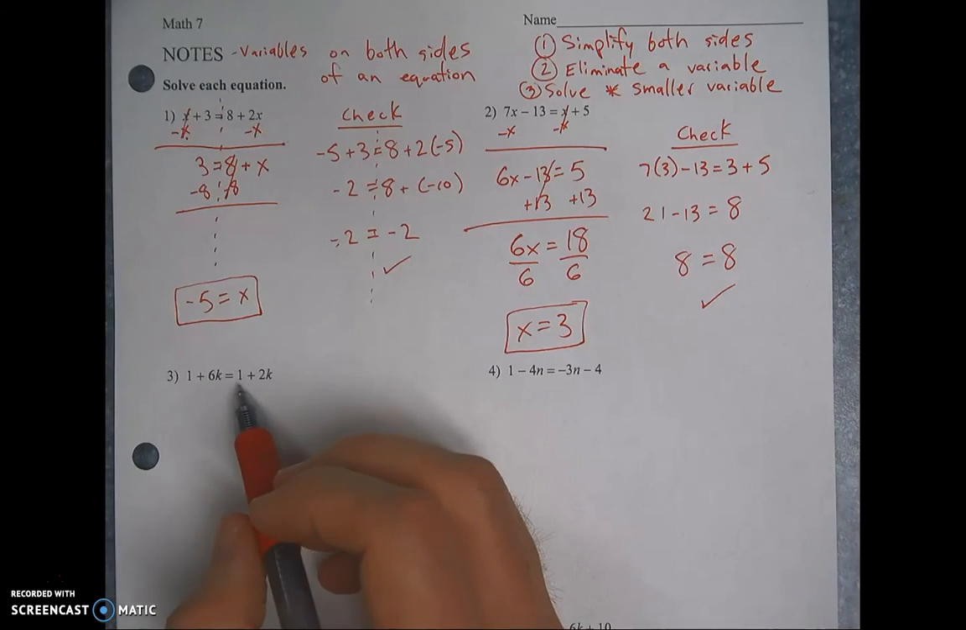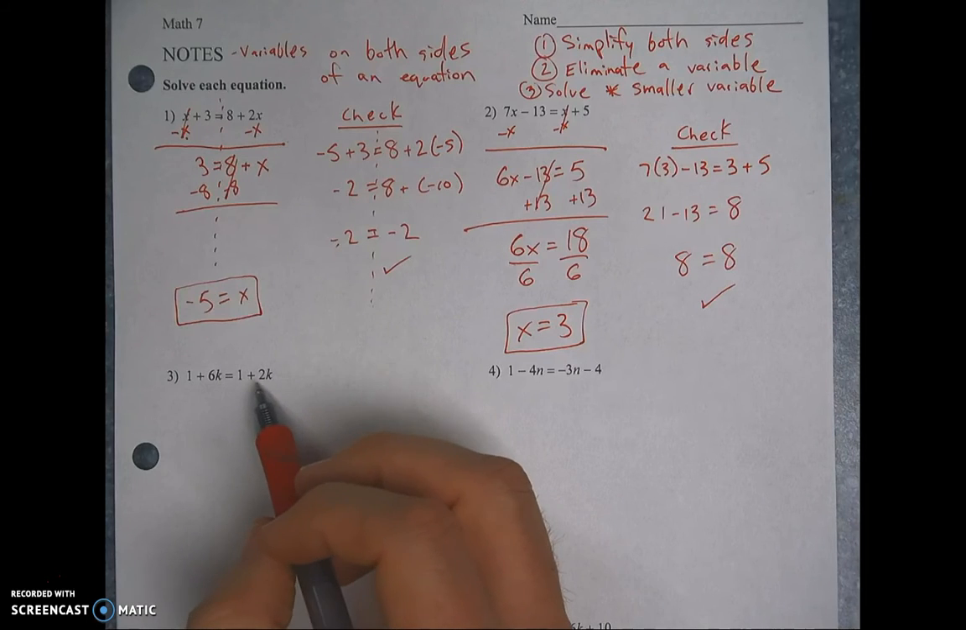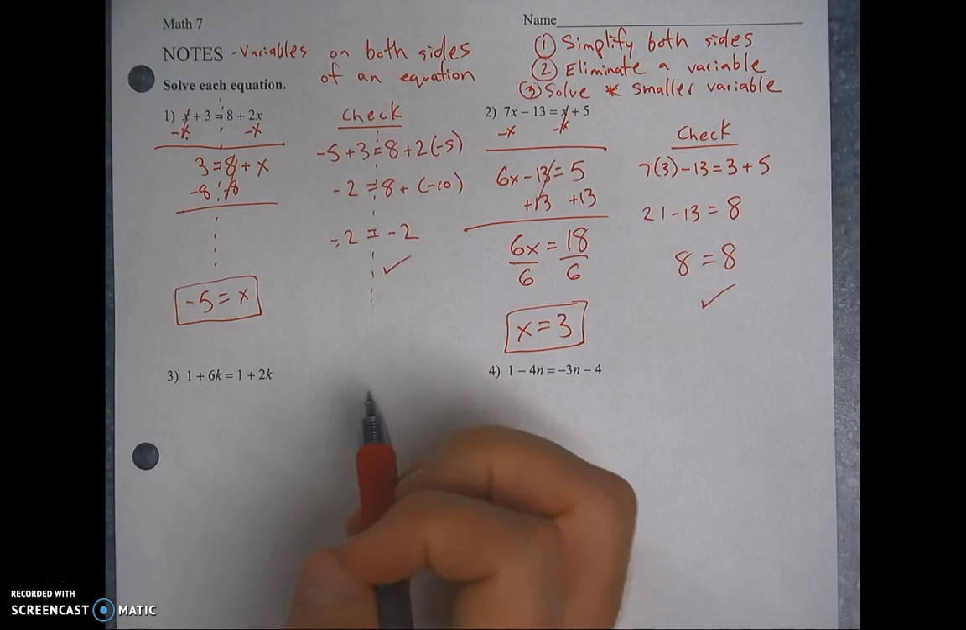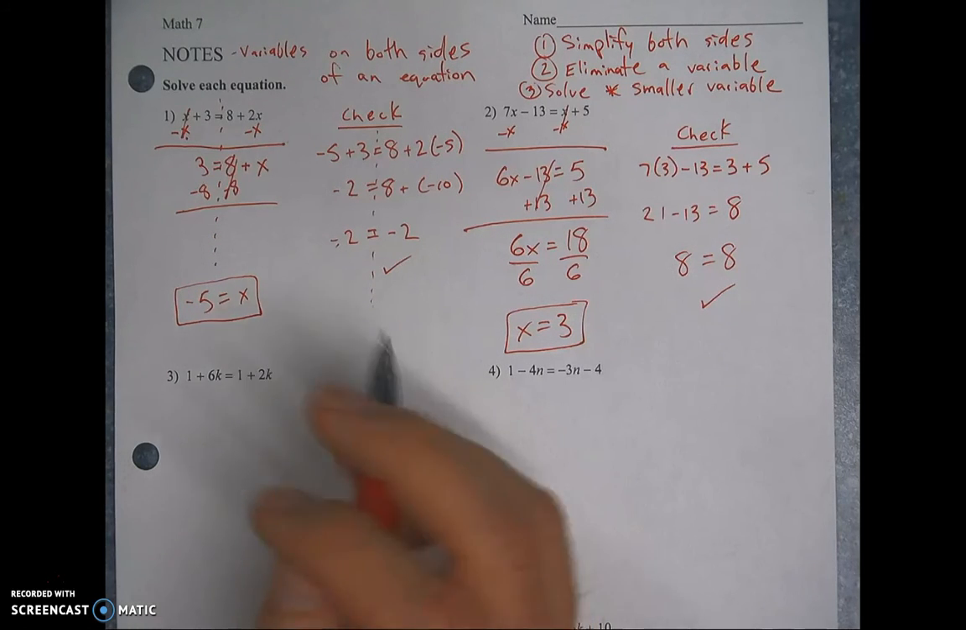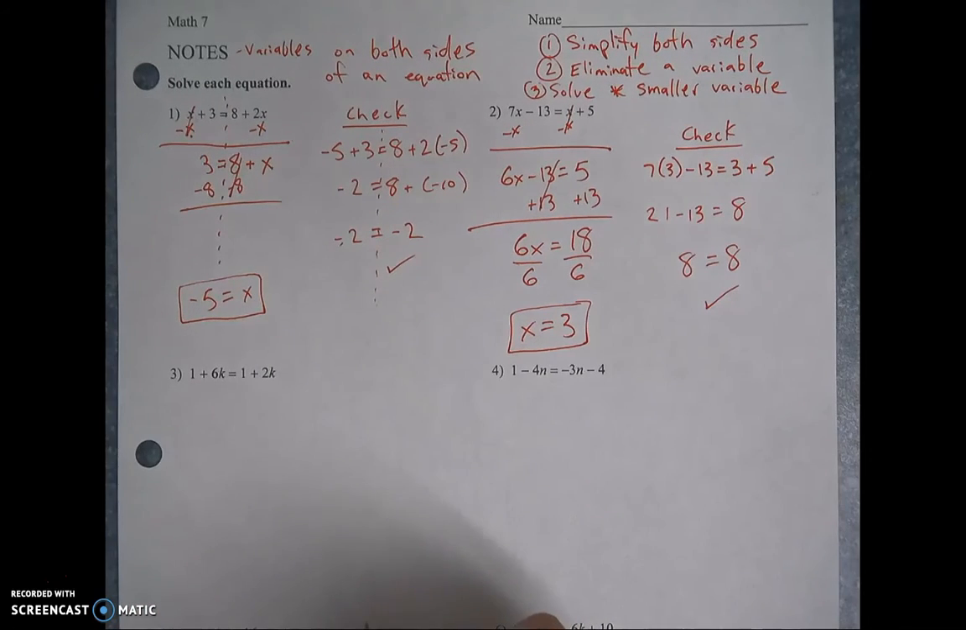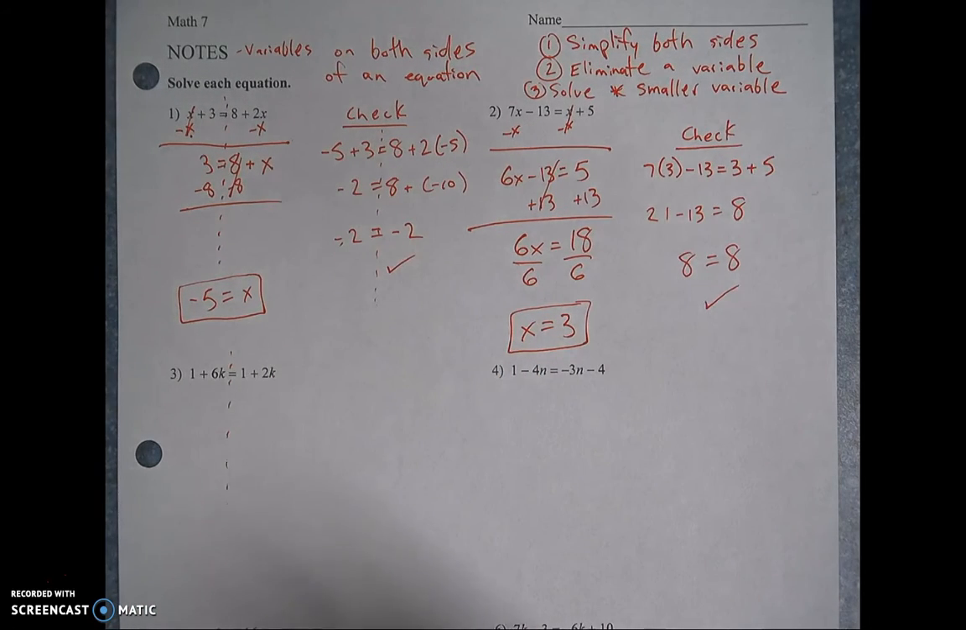There's no simplifying I can do. I'm not allowed to simplify across the equal sign, so I can't put the 6k and the 2k together and call it 8k. If they were on the same side of the equal sign, then yes. But they're on separate sides. This is an expression. This is an expression. They're separate. Okay, I can't combine them. So I need to not cross over that imaginary line. That is the equal sign.